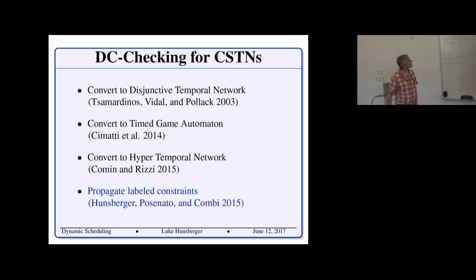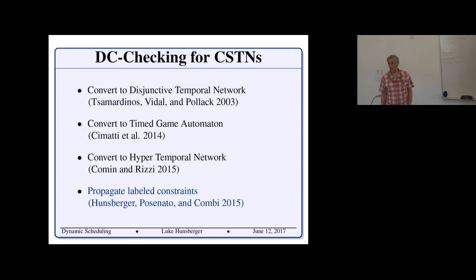Komen and Rizzi, two other researchers at Verona, converted the CSTP into a hypertemporal network and used an exponential time algorithm for that. I think they have by now implemented it. We're going to actually implement all of these and work together to compare them. The one I'm going to talk about today is at the bottom, work that I did with Posanato and Combi, who are researchers at Verona also, and that's to propagate labeled constraints. And you can see this was just a couple of years ago.